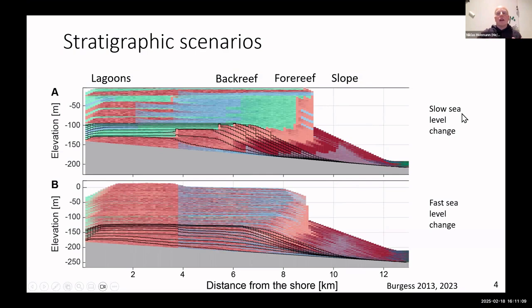Scenario A is based on a very, very slow sea level change based on a sinusoidal curve, whereas for scenario B, we have a much, much faster sea level change based on the last 2.5 million years from the Miller et al. sea level curve. The figures essentially show you a transect through the whole platform, and the different colors correspond to different lithofacies. I will say a little bit more about the simulation that goes into these platforms later on.